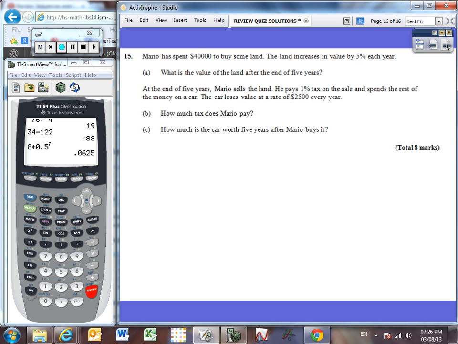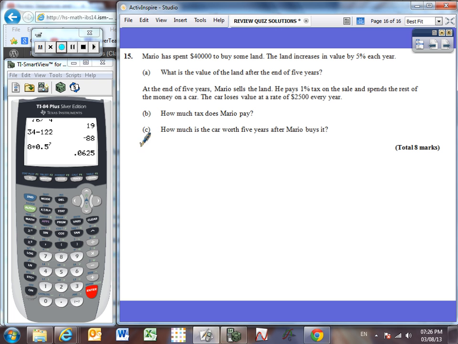And number 15. Mario spent $40,000 to buy some land. This land increases in value by 5% each year. What is the value of the land after the end of 5 years?